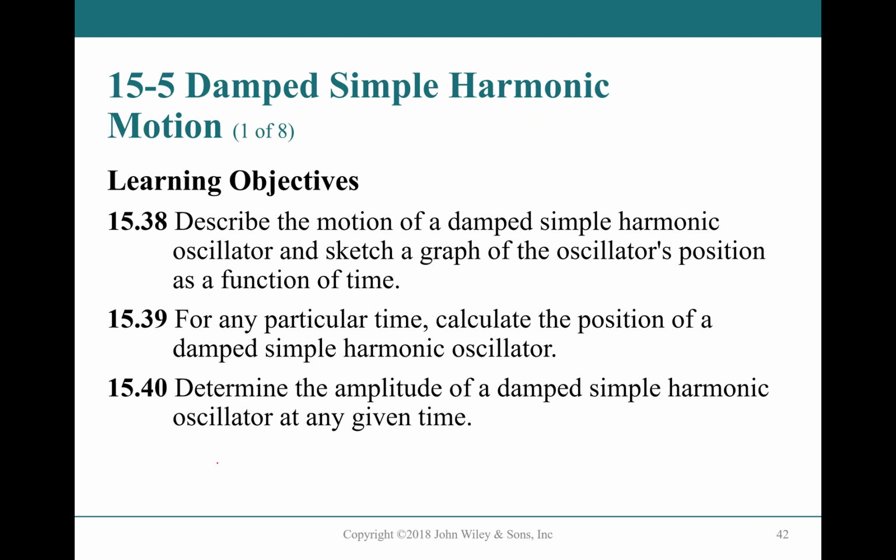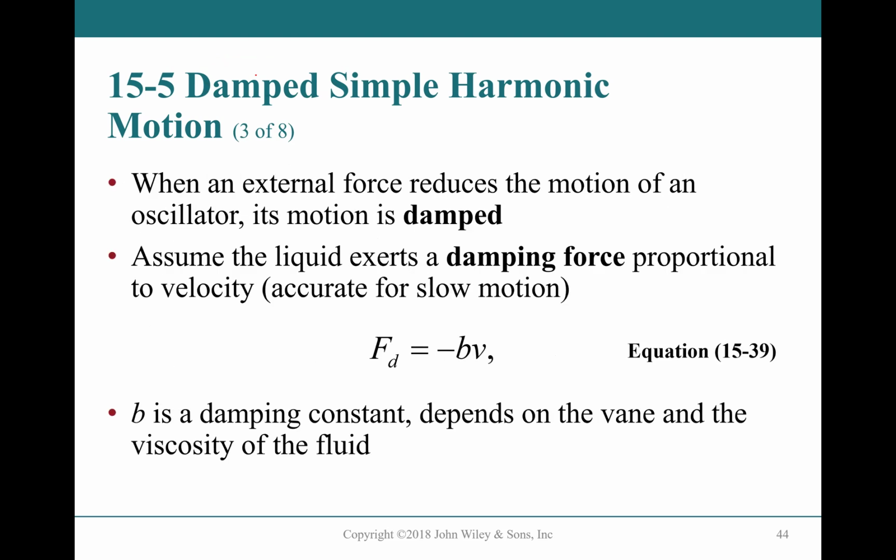And then we have something called damped harmonic motion. What is damped? Damped here means in reality, we always have friction and something to prevent the object from oscillating, and then our amplitude will decrease. That's damped harmonic motion. Here, very important, when an external force reduces the motion of an oscillator, the motion is damped. You must have something to prevent the motion and make the motion stop in the end. So that's damped harmonic motion.